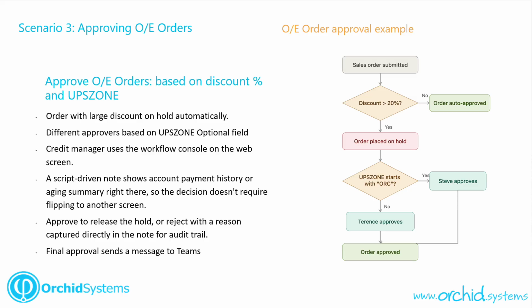In our final scenario, we will look at approving OE sales orders. For OE orders, when approval is required, the workflow puts the order on hold automatically. This is configured by enabling the approval on OE orders in Extender, and you just need to configure the business rules. In our scenario, the business rules to approve OE orders are based on the discount percent and the delivery zone that the order is in. And this is based on the UPS zone optional field.